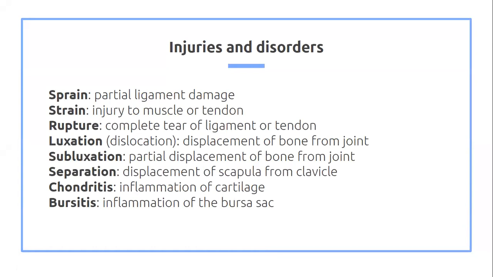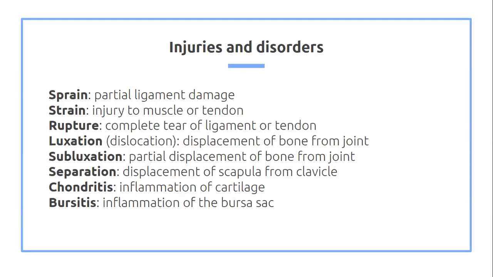A strain is more serious. It's an injury to your muscle or tendon, so it's directly to your muscle. And then a rupture is even more serious. It's the complete tear of a ligament or tendon. It's completely ripped apart from your other bone, because it's what connects bones and muscles together. It's completely torn off. It's a lot of recovery time for a rupture.